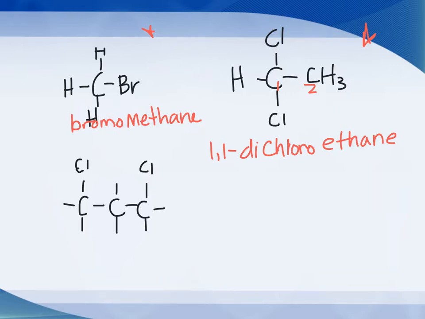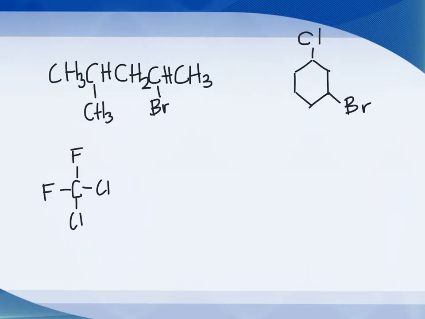Down here on the bottom, I have 3 carbons, so this is a propane. And I have 2 chlorine groups, so I have dichloro. And it is on carbons 1 and 3, so 1,3-dichloropropane.